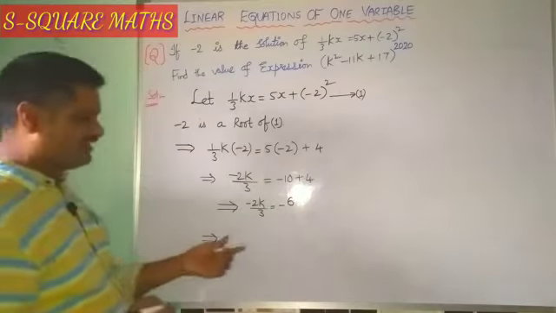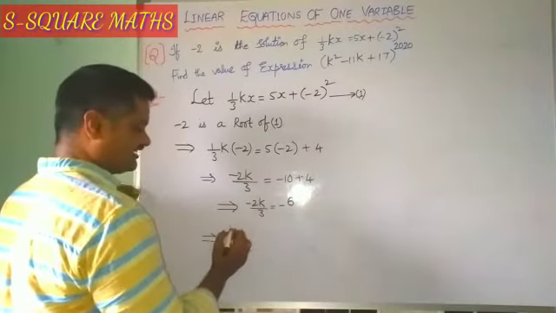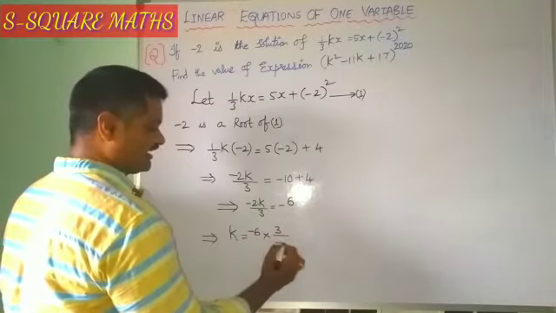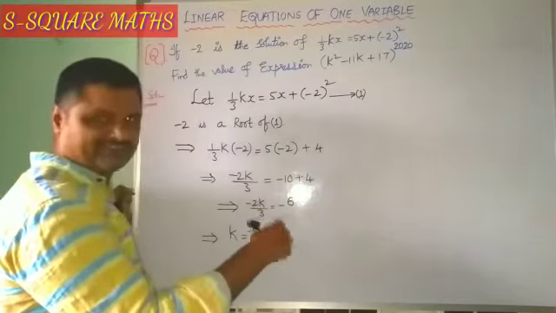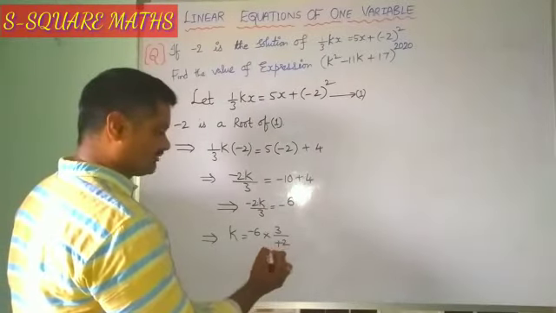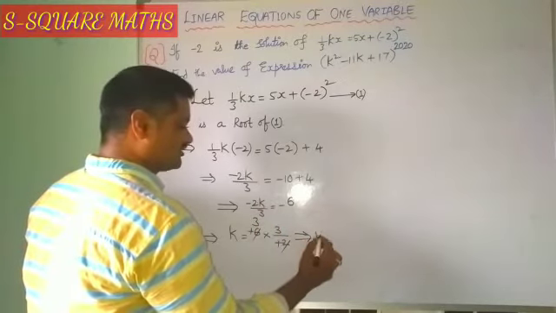To get the k value, it is a linear equation in one variable. The operation is multiplication, which implies k is equal to minus 6 into 3 by minus 2. Since the operation is multiplication, transposing to the other side it becomes the reciprocal. So minus minus get cancelled, to once and to thrice. So k is equal to 9.